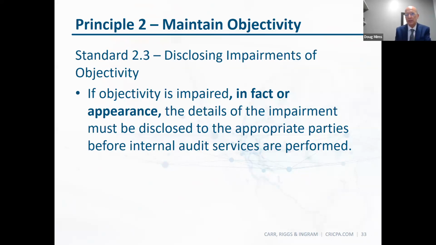So there could be circumstances where you think you can be objective and your objectivity wouldn't be impaired, and something might change. Someone may be hired into management of the department you're auditing or something like that. But there could be circumstances where it arises, and it's incumbent upon the internal auditor to take ownership and disclose those matters to all appropriate folks. And I think depending on the nature of what you're doing and the nature of your company, it might be to the board, it might be to senior management, it might be to the chief audit executive.